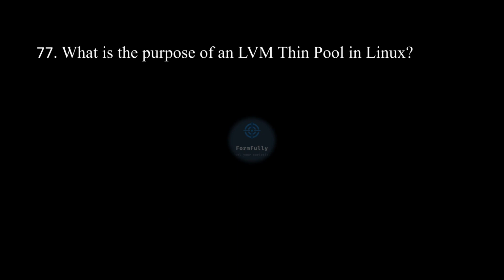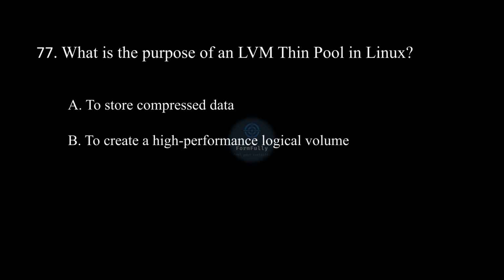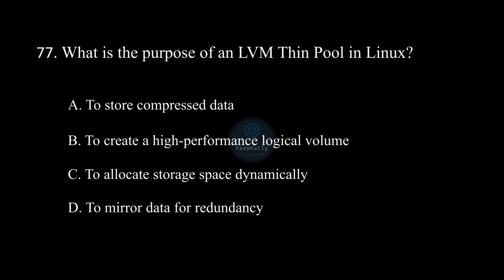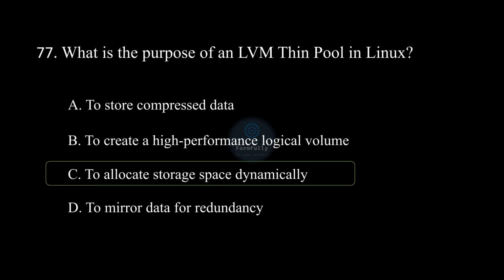What is the purpose of an LVM thin pool in Linux? Options are to store compressed data, to create a high performance logical volume, to allocate storage space dynamically, to mirror data for redundancy. The correct option is C, as an LVM thin pool is used to allocate storage space dynamically, which is helpful for efficiently managing thin provisioned logical volumes. LVM thin provisioning involves creating thin pools that dynamically allocate space to volumes as needed.